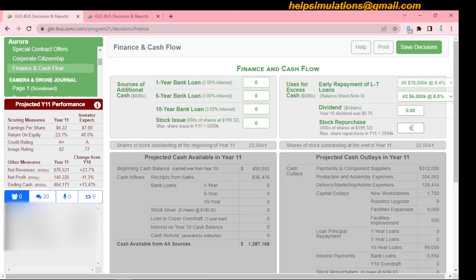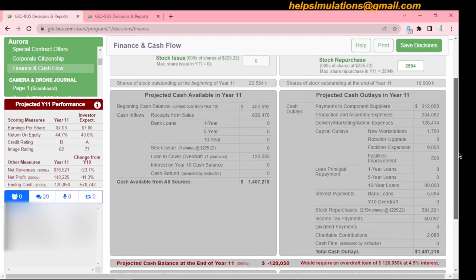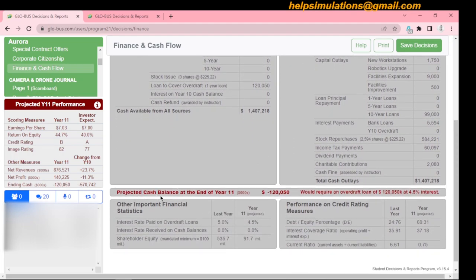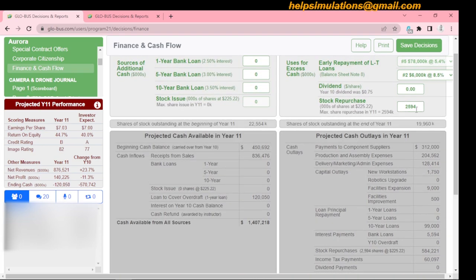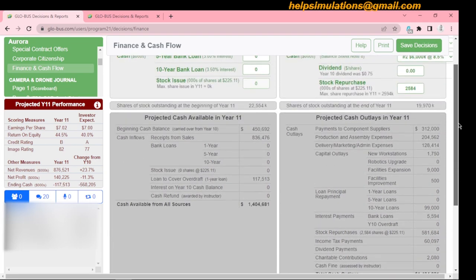And then the most important thing is for me to repurchase stock. The maximum I can repurchase is 25.94. Let me input the figure and see. With purchasing stock, you can see that the projected cash balance at the end of the year is negative. I don't want to get an emergency loan, and the shareholder equity drops to about 91. So I just want to boost it up to maybe the mandated minimum of 100 million. Let me see if we do 25.84. So 94.